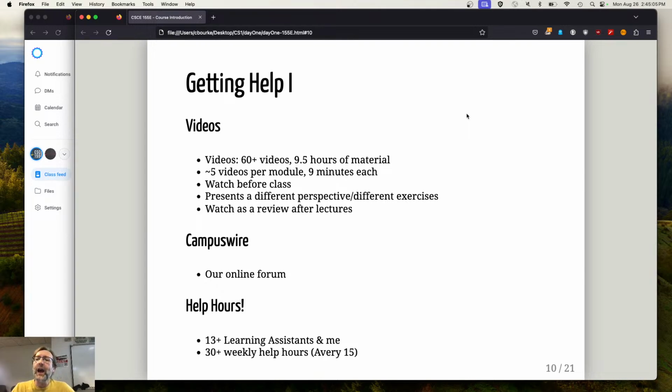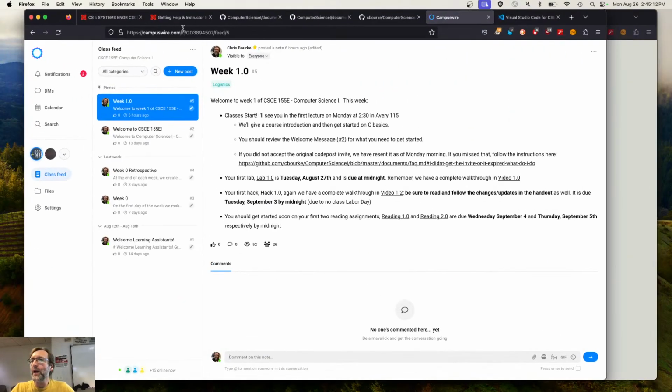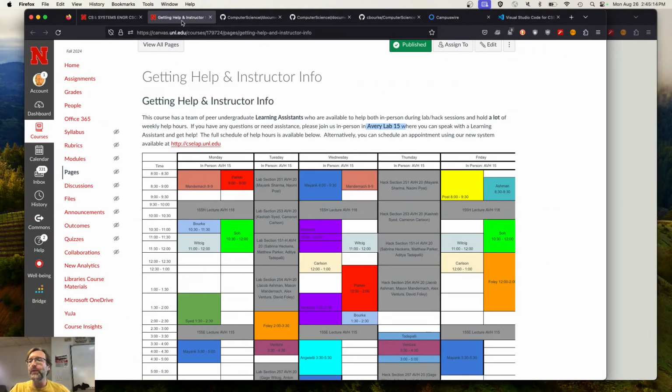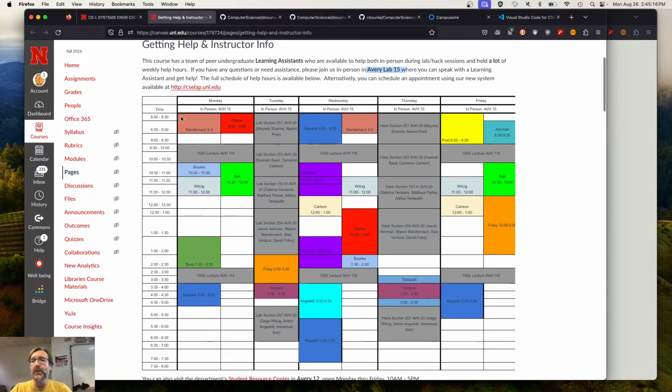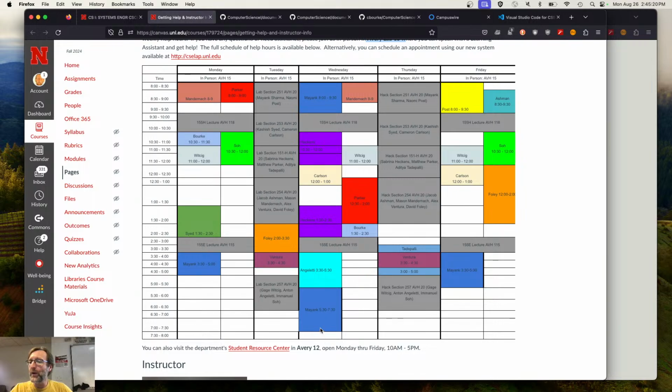And also, finally, help hours. Again, we've got, I think it's actually 18 learning assistants and me. We hold our office hours down in Avery 15, and we're available, some of us as early as 8 a.m., and it looks like Wednesday at 7:30 is the last one, but of course not everybody holds them that late. Since your hacks are due on Mondays, looks like Sharma is the last person there, and they're only there until 5. So keep that in mind.